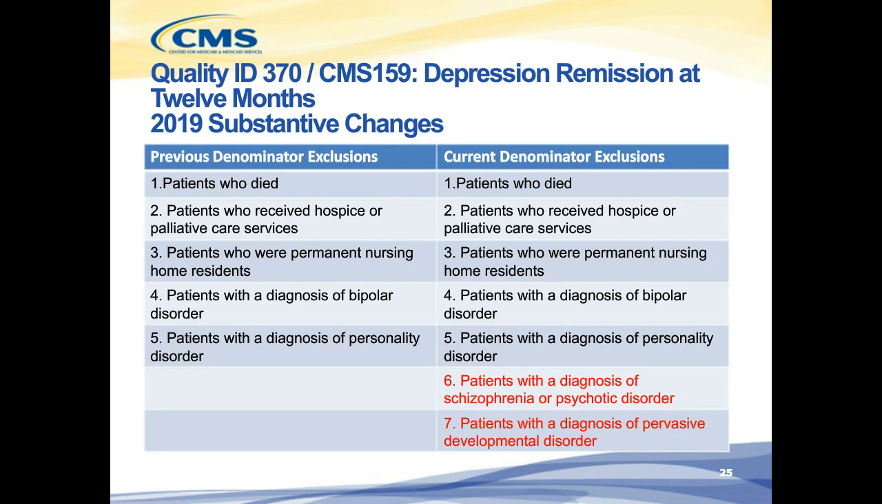Okay, the first substantive change that we're going to look at is denominator exclusions. On the left-hand side, we have the previous denominator exclusions listed for the measure, and on the right-hand side, we have the current 2019 denominator exclusions. We've highlighted in red the additions of patients with a diagnosis of schizophrenia or psychotic disorder and patients with a diagnosis of pervasive developmental disorder.